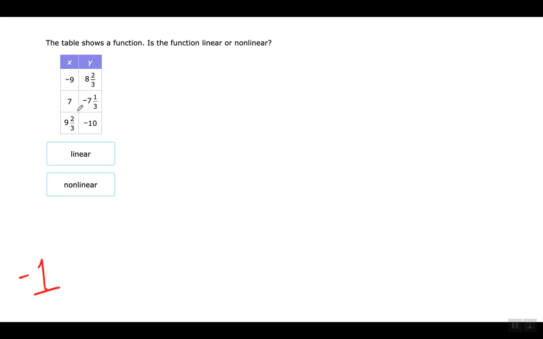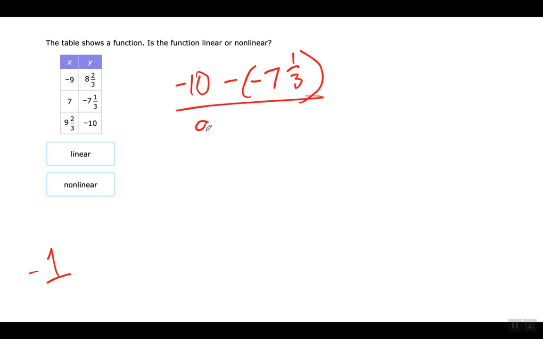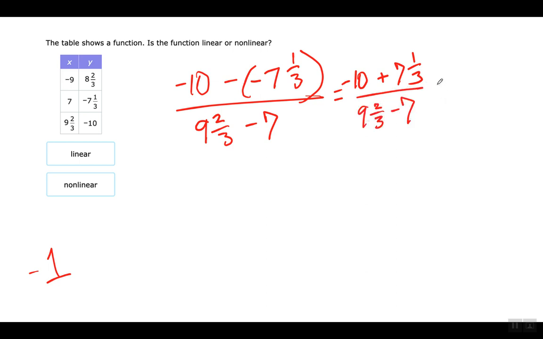Now let me check it with the bottom two, with these right here. All right, so it's going to be -10 minus -7 1/3 over 9 2/3 minus 7. -10 plus 7 1/3 over 9 2/3 minus 7. All right, so on the top, -10 plus 7. So negative 10 plus 7 is going to be 17 plus this 1/3.